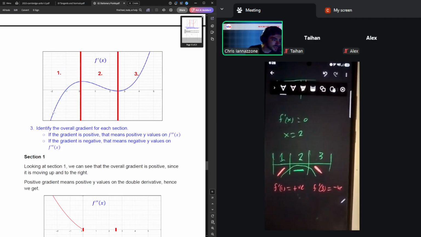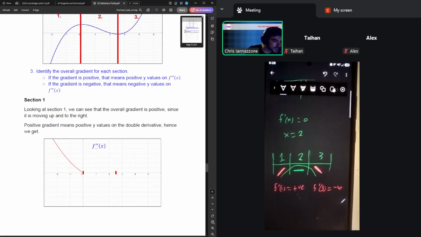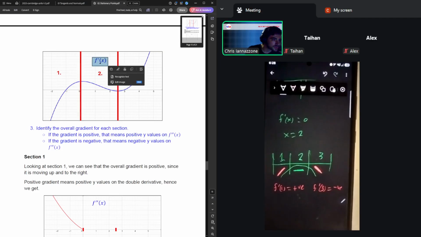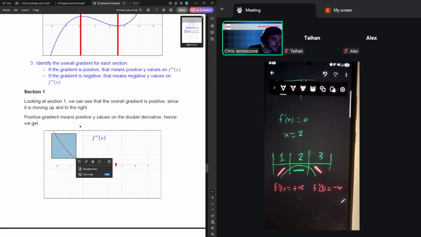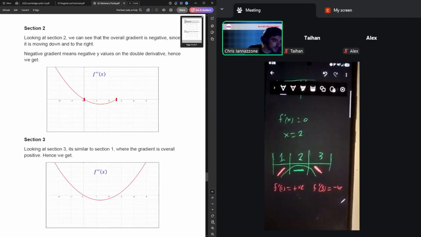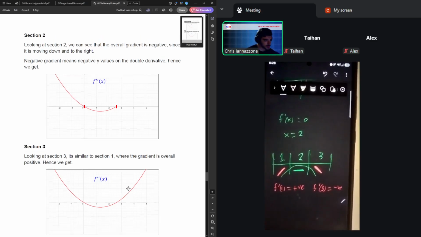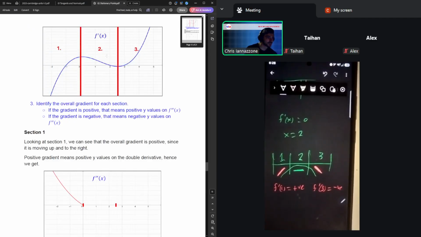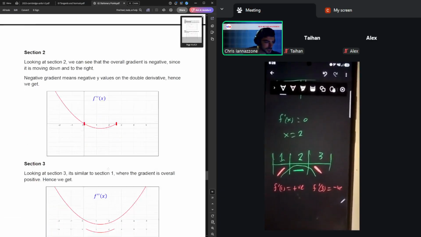So if we look at section 1, since it's net positive gradient going upwards, it means that you start with positive y values on your double derivative, because that's how it works. The derivative of one graph means the gradient of the original. From there, the next section is going net downwards, and the final section net upwards. Downwards means negative y values, upwards means positive y values. We can see that we got a quadratic, which should make sense considering that we started with a cubic. If you find the derivative of a cubic, you should get a quadratic. That's another way that you can validate whether what you did was right.